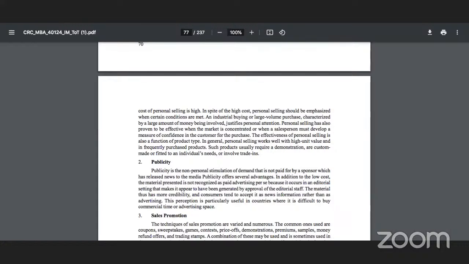So when an industrial buying or large volume purchase is characterized by a large amount of money involved, like we said just now, it justifies personal attention. But say if I were to sell soaps, it may not make sense for me to reach out to every customer or potential buyer personally. So personal selling works well with high unit value and infrequently purchased products.